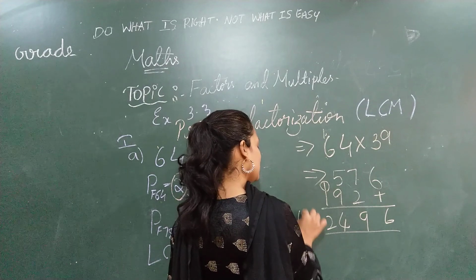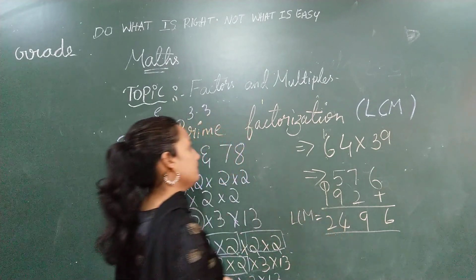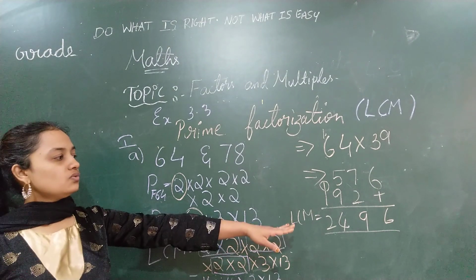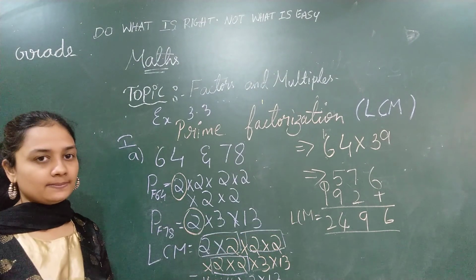So my LCM is this number. The least common multiple is 2496.